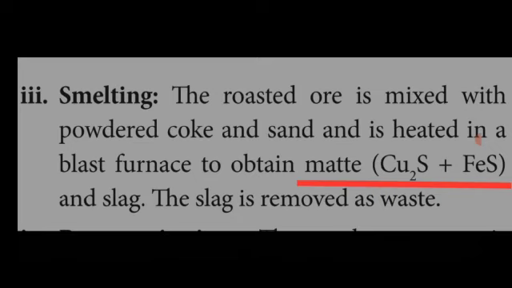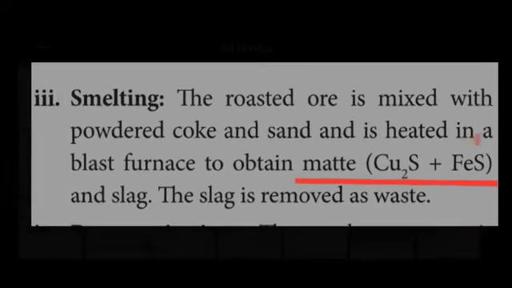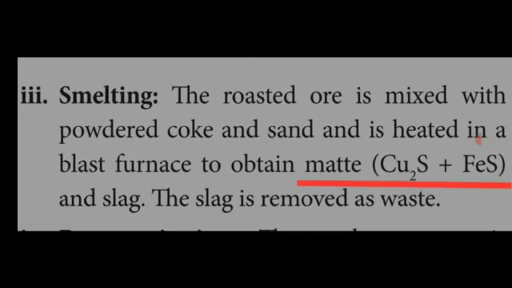Important question: matte formula is Cu2S plus FeS. These combined substances are called matte. And slag: the slag is removed as a waste component. The roasted ore is mixed with powdered coke and sand and heated in a blast furnace to obtain matte and slag. What is the formula of matte? Matte is the combination of two substances, Cu2S and FeS. These two compounds are called matte, and it contains some slag. Slag is a waste compound. In this process, the slag is removed.